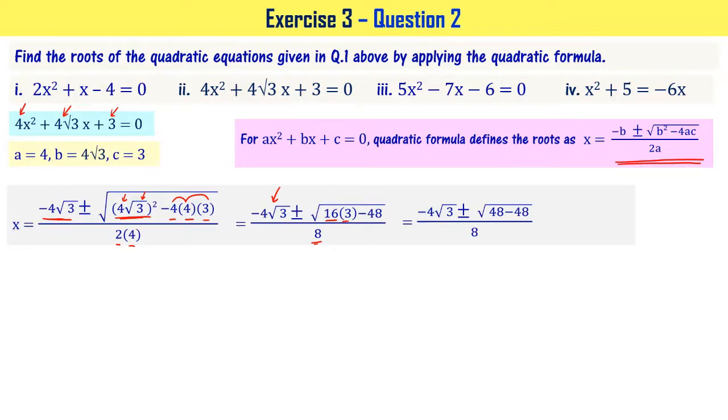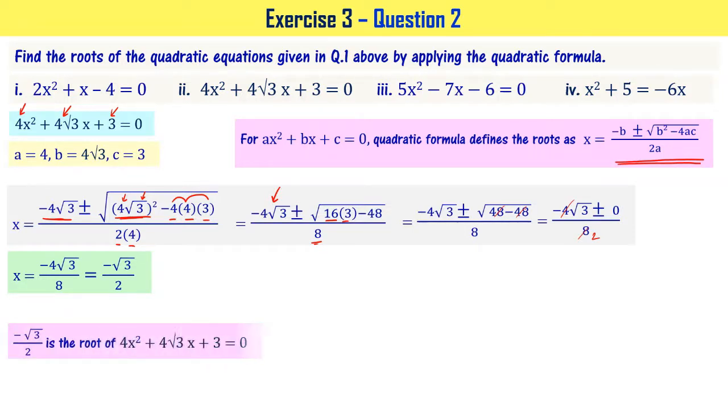This can get cancelled, right? It means I'll have x equal to minus 4 root 3 plus or minus 0 divided by 8, right? I can cancel this 4 and 4 here so that I can write it as minus root 3 by 2, x equal to minus root 3 by 2. Got it? So to answer the question, minus root 3 by 2 is the root of the given equation 4x square plus 4 root 3x plus 3 equal to 0.